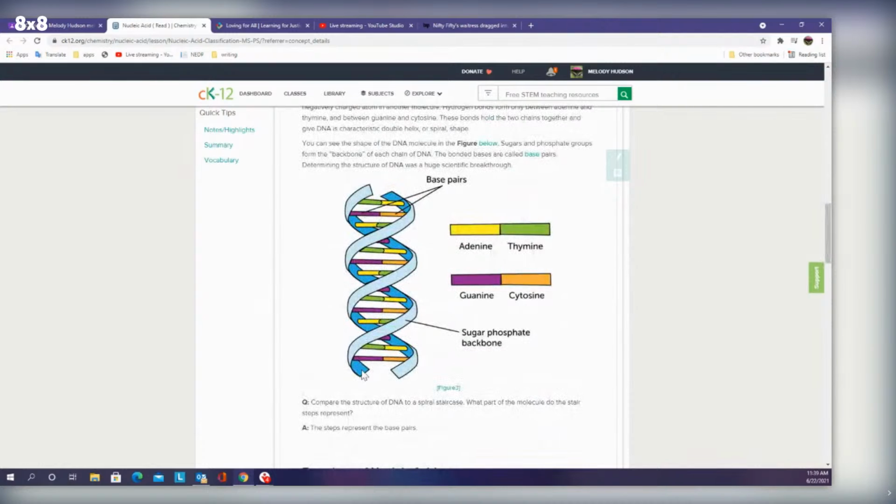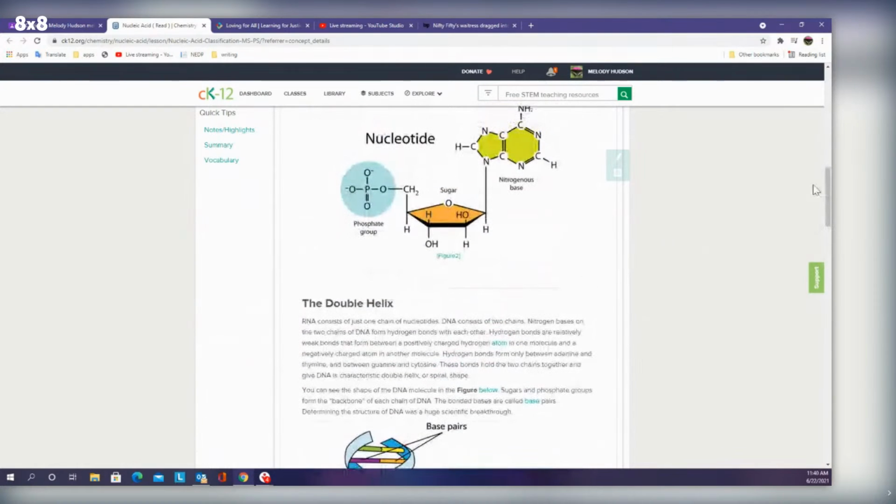And if you were looking at a staircase, the stair steps represent what molecule? The steps. Those are our bases, right? So the molecule is our nitrogenous base.